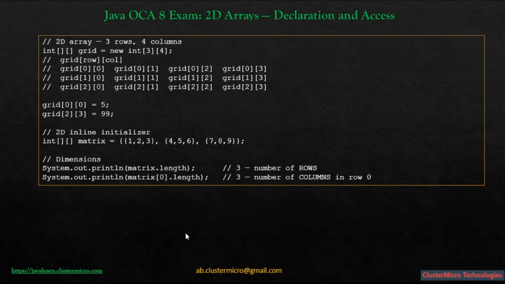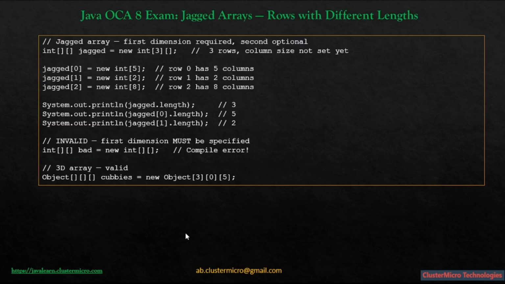In many exam questions, you will be asked to determine the number of rows and columns using these expressions. Remember that matrix.length is rows and matrix[row].length is columns. So, jagged arrays: rows with different lengths.